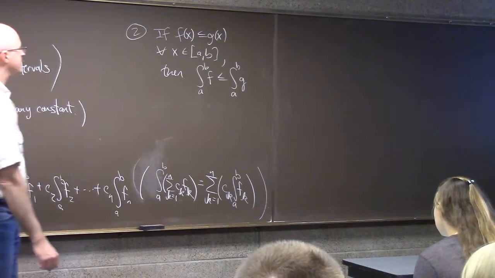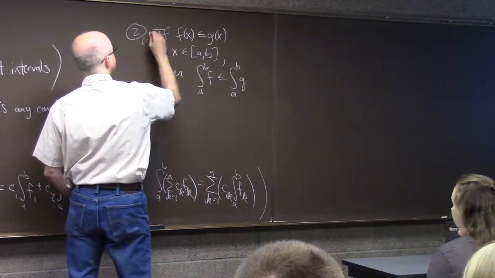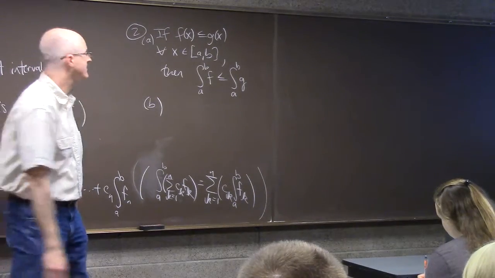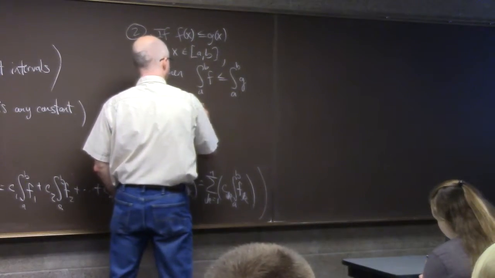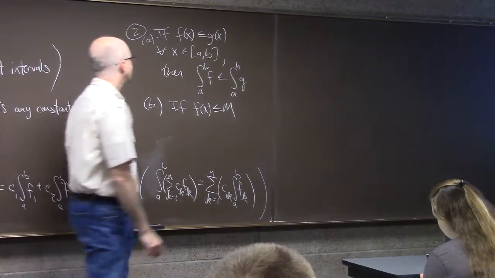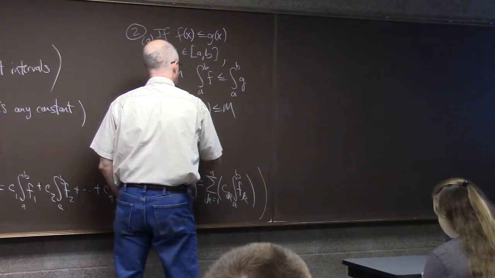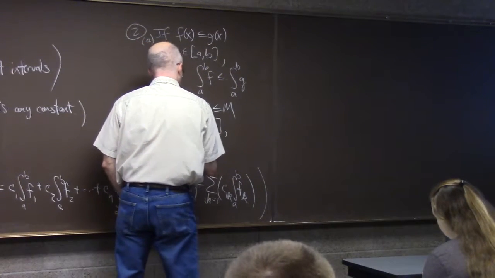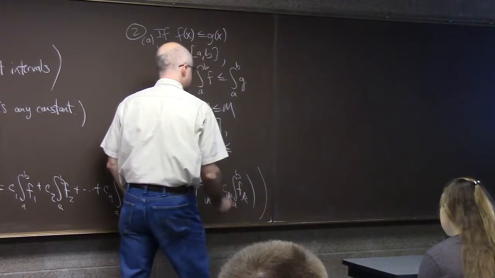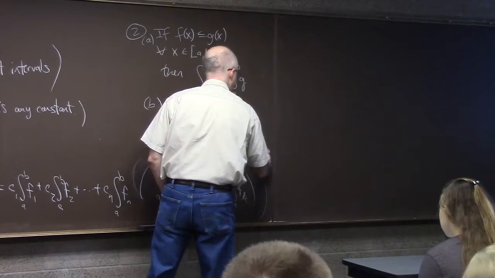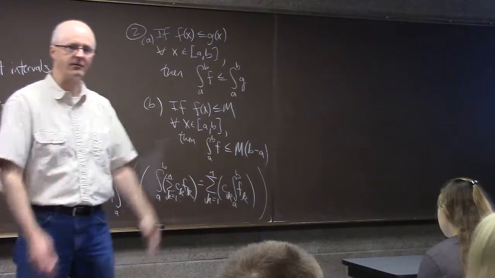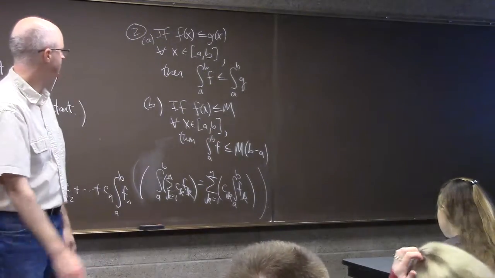And in particular, that also means, maybe I should list that as two sub-properties here. That also means if g of x were a constant function, call it m, the output was always m, then the integral of f would be less than or equal to capital M times b minus a, which is the same as the integral of the constant function m over the interval from a to b, the area of the rectangle.